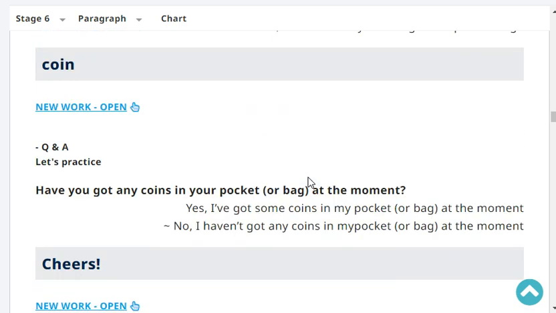Have you got any coins in your pocket at the moment? Yes or no? No, I haven't got any coins in my pocket at the moment. Very good.